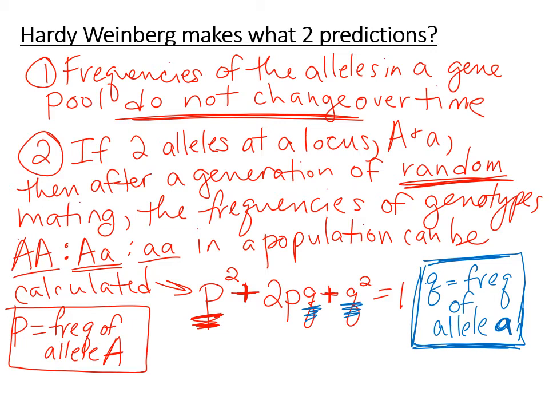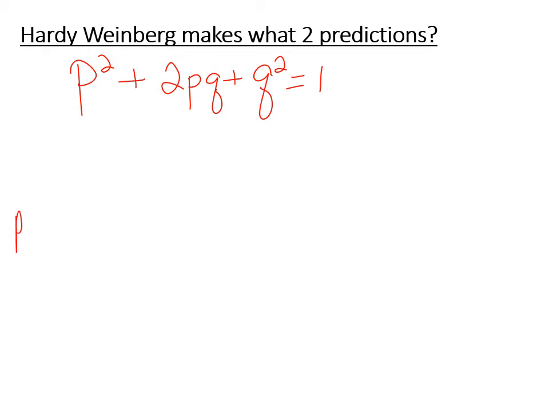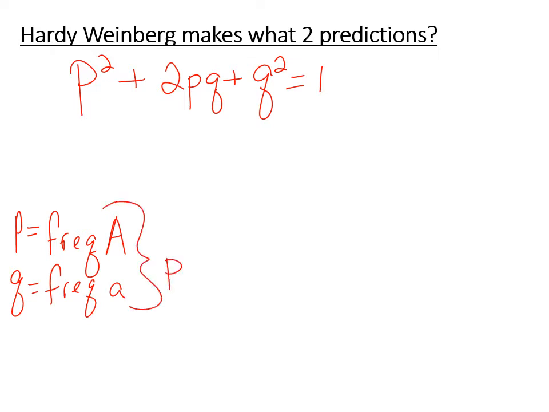Now, let me just erase the screen so that you can really focus in on this concept. Okay, if you have this equation, P squared plus 2PQ plus Q squared equals 1, and we just said that P equals the frequency of allele A and Q equals the frequency of the recessive allele, well, then P plus Q must equal 1.